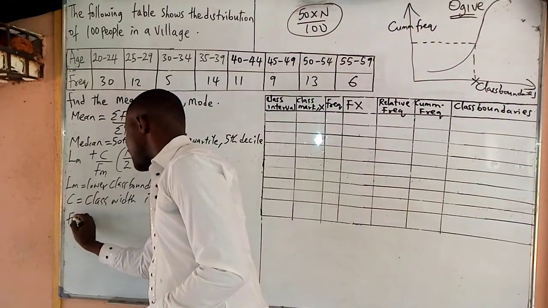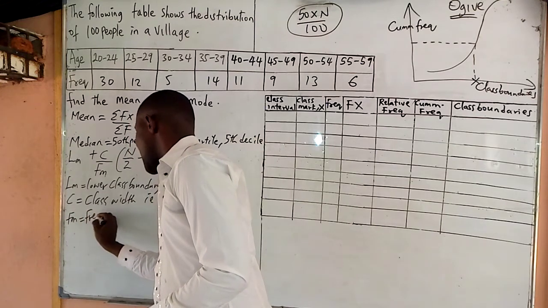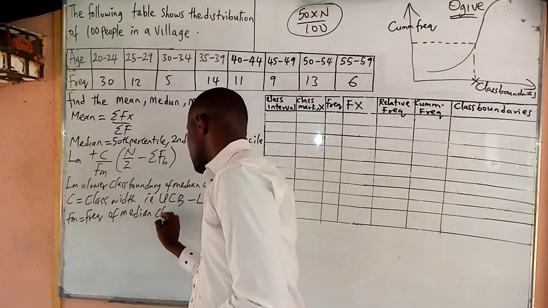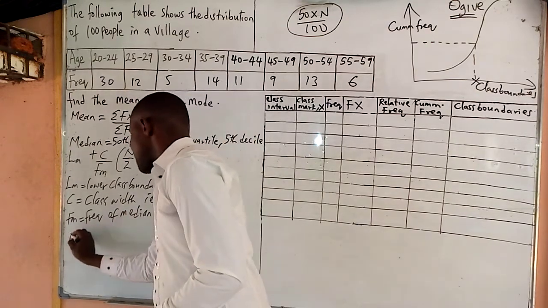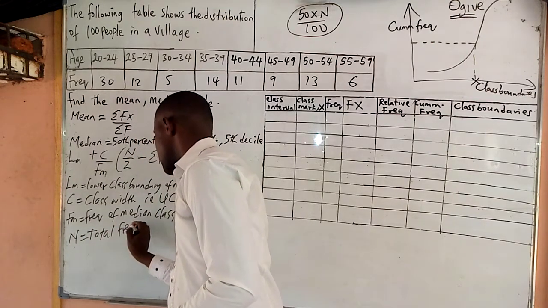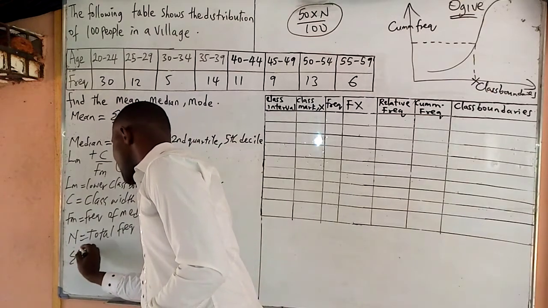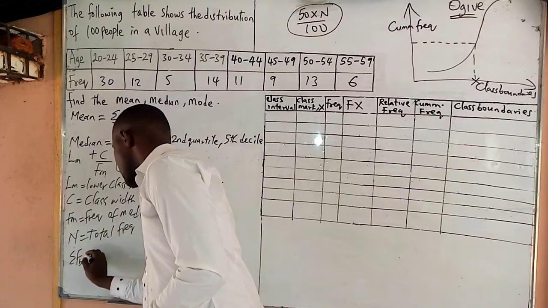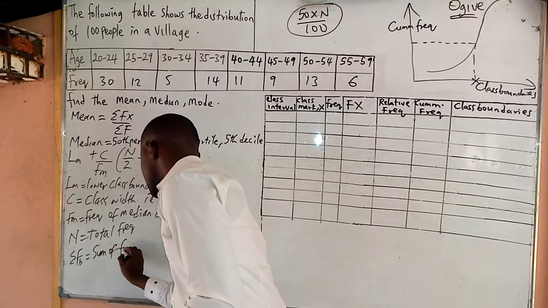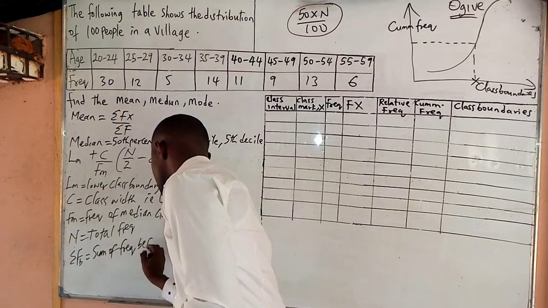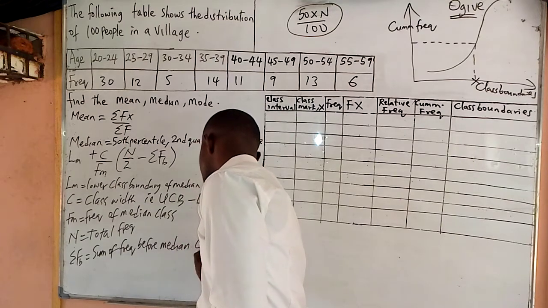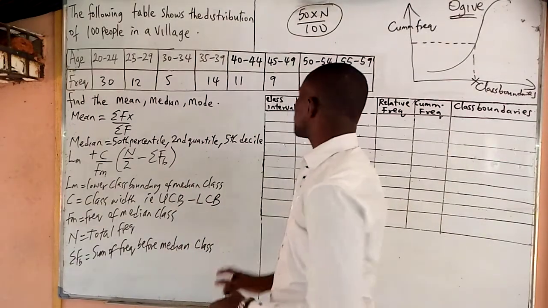Then Fm is the frequency of the median class. Capital N equals total frequency. Summation of Fb equals the sum of frequency before the median class. Okay, so this is how to get it.